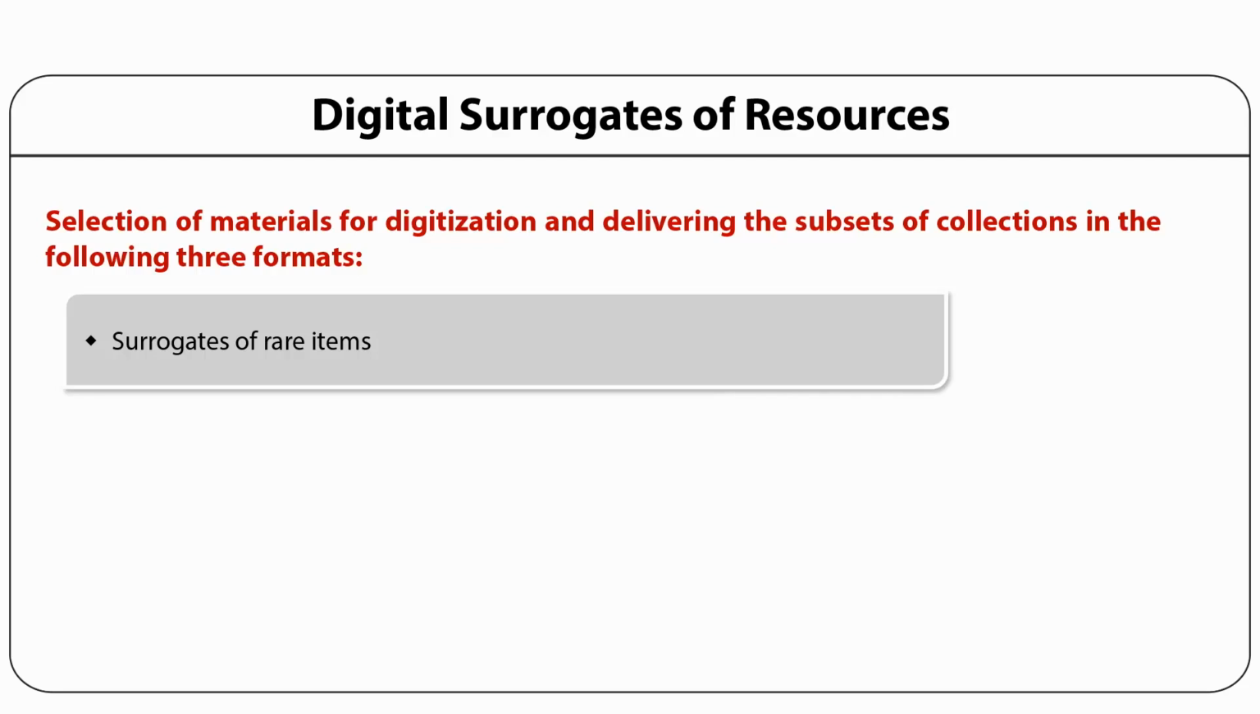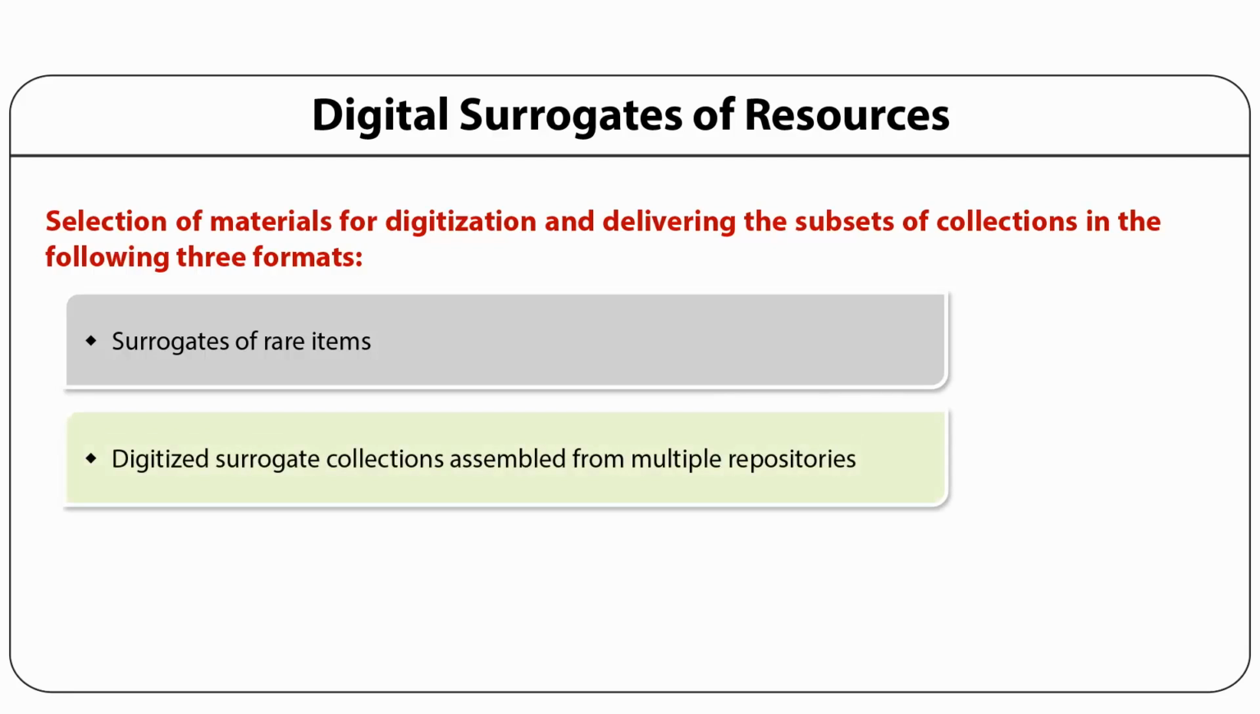Manuscripts will be there in our library, but at the same time we can make them digital. So the solution is that the printed manuscript will remain as it is, and apart from this you will also get the digital collection. Since it is rare material, we need to go for it. This kind of material we can call surrogates of the rare items. And digitized surrogate collections assembled from multiple repositories.